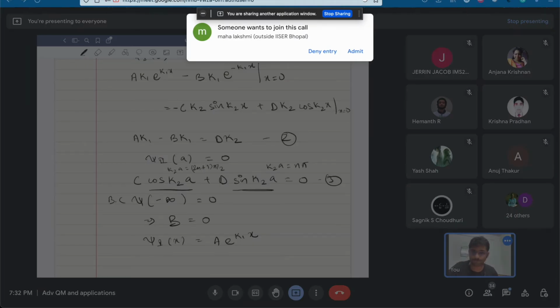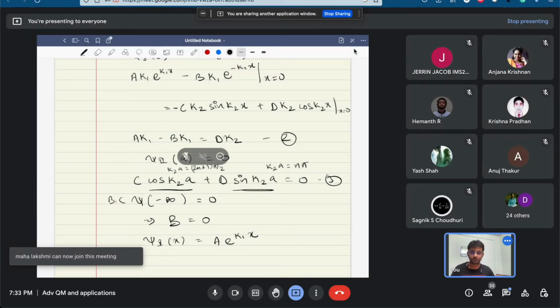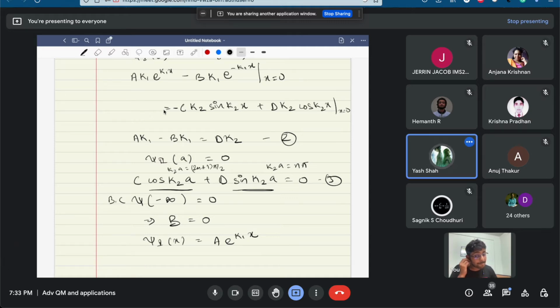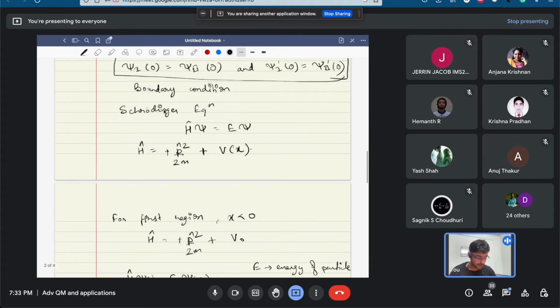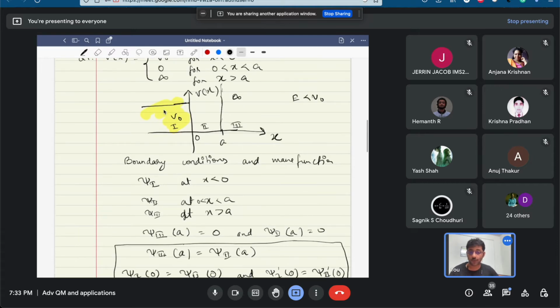So through this, yes, that is by itself 0, because we have the potential as infinity at x equal to a. So that means beyond x equal to a, anything is 0. The wave function is always 0, and we are not actually calculating the wave function in the third region because it's already 0. Okay, so I'll then move on to the next question.